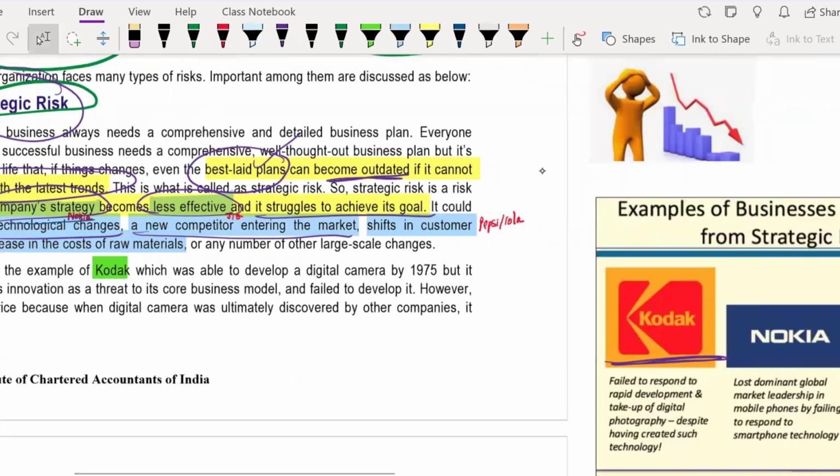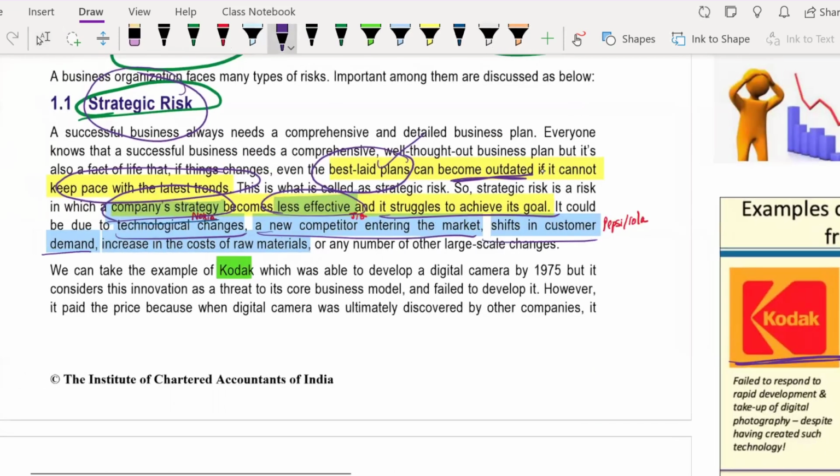Then you have shifts in customer demand. Here, Pepsi and Coca-Cola faced a strategic risk when other competitors were providing healthier drink options to consumers. Then as we moved on, Pepsi or Coke, one of the companies I think, have also now adopted healthier drinks in their segments. Correct. Then you have an increase in the cost of raw materials. That might also pose a strategic risk.